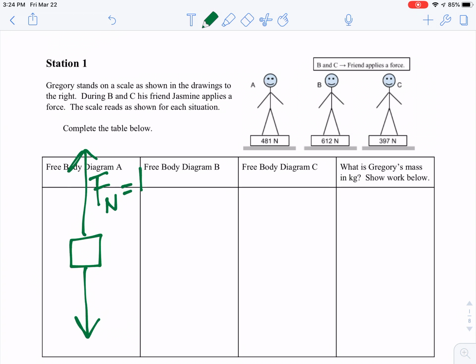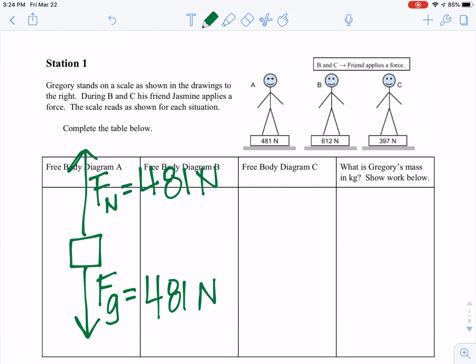So we're going to start with free body diagram A. The scale always reads the normal force, my friends, and the only other force acting on him is the force of gravity. So he should have 481 newtons going up for normal force and going down for force of gravity. If you need to write that down, pause it. I'm going to erase it.